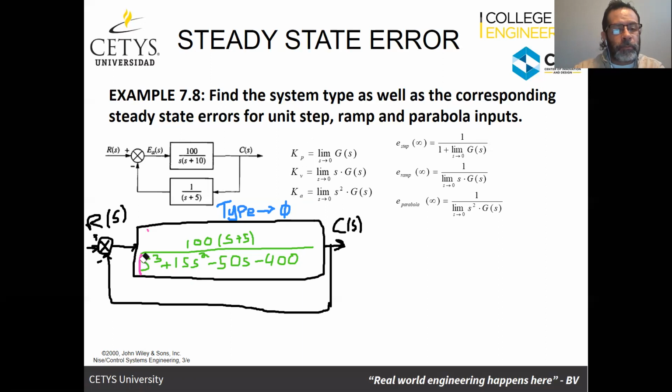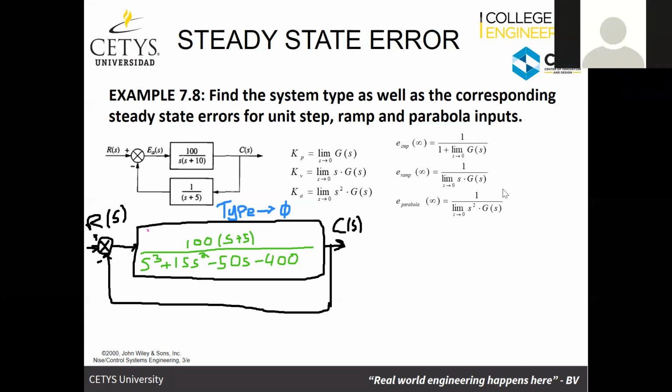Now, we can do all of the calculations if we want, but remember that we really don't have to. What did we say about type 0 systems? What are the characteristics with regards to all of these calculations? Pablo, go ahead, please. If it's a type 0, there's going to be a constant error for the step, and the other ones are going to be infinite. Okay, let's verify that.